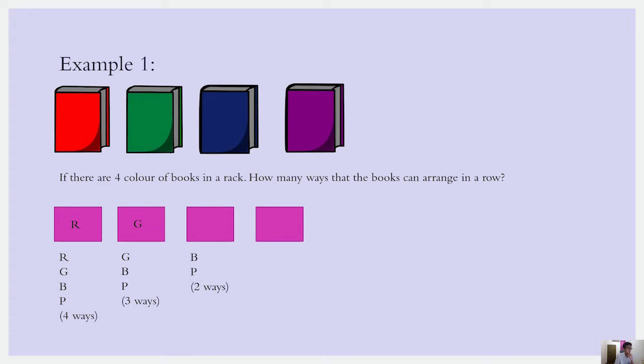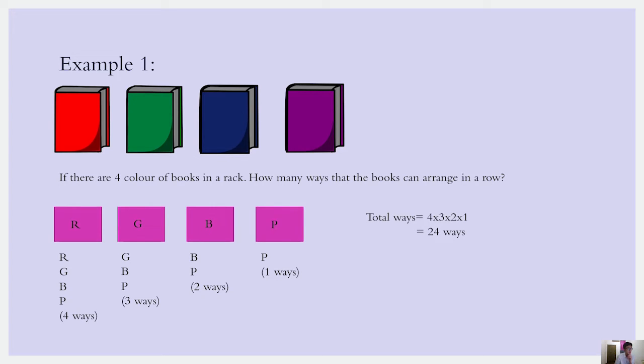For example, we arrange the green book in the second place. So we move to the third place. In the third place, we only have 2 ways, which are the blue book or the purple book. Let's say we arrange the blue book in the third place, and we move to the last place. Now we only have the purple book left, 1 way, to arrange in the last place. So we arrange it.